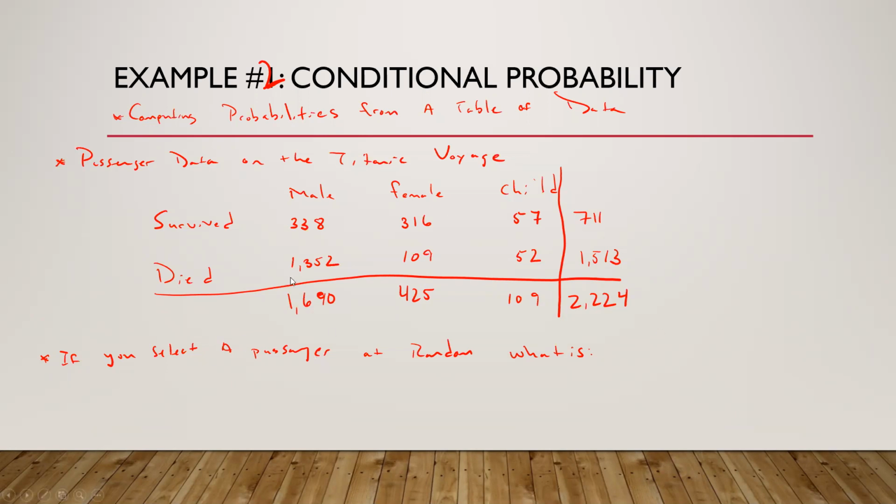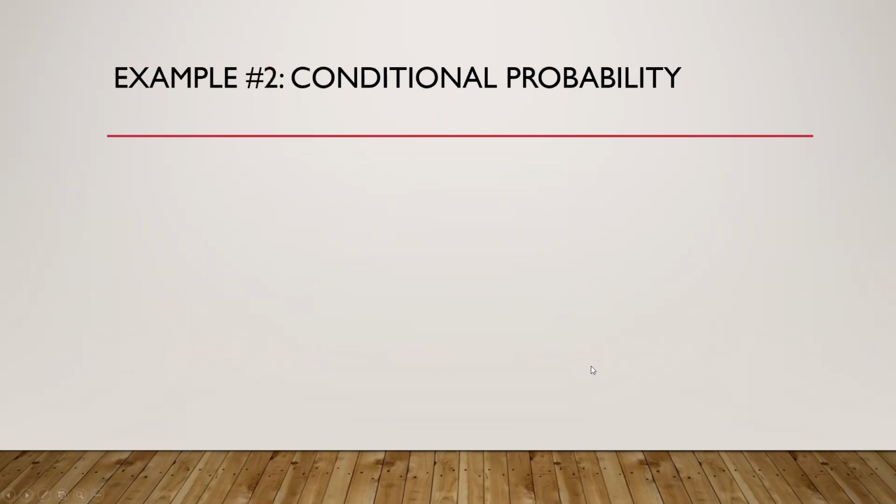Okay, so what you're going to do, imagine you have everybody's name in a hat. You're going to shuffle it up and pull one passenger name out of the hat, okay? So the first question I have for you is, what's the probability they survived? It's the probability that this person survived the Titanic.